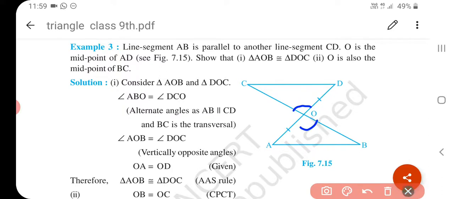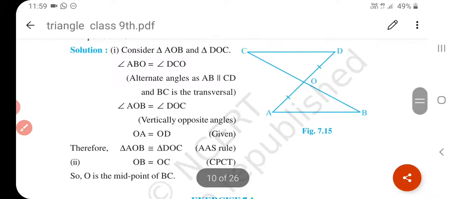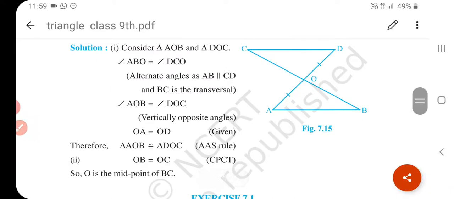Okay, understand? And OA is equal to OD is given. So we have proved two angles the same, and one side is already given the same, so we will say by the angle-angle-side rule, the two triangles are congruent to each other. If these two triangles are congruent, then according to CPCT, we can say that OB is equal to OC. And if OB is equal to OC, that means O is the midpoint of BC.